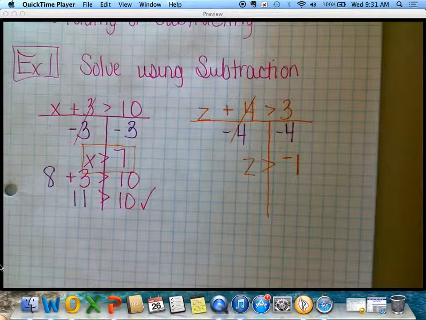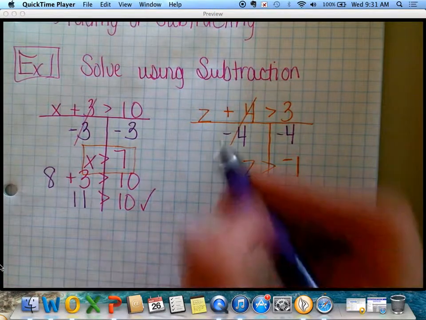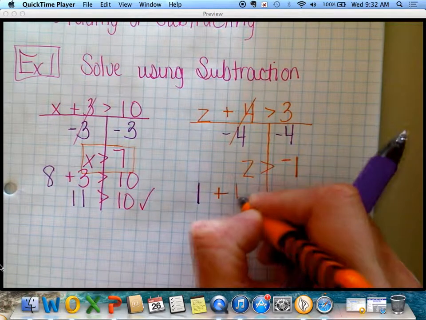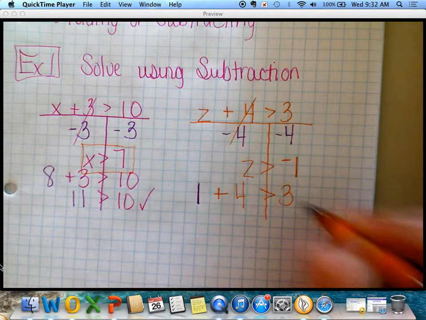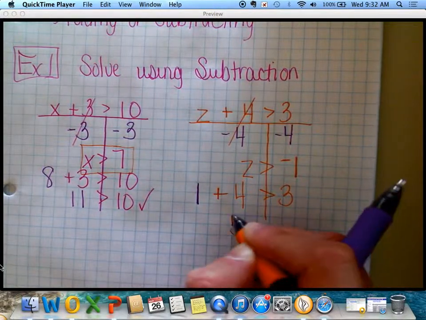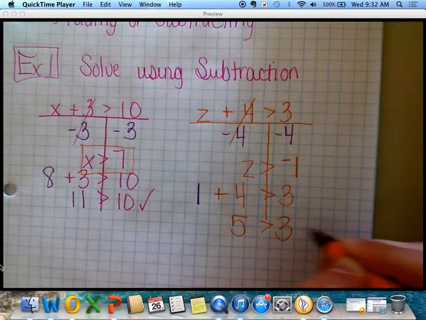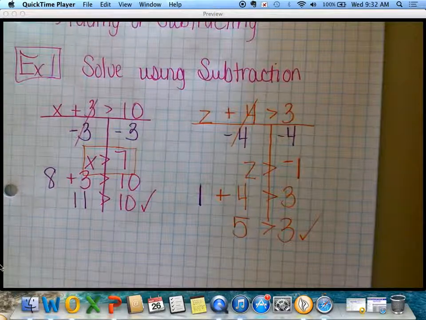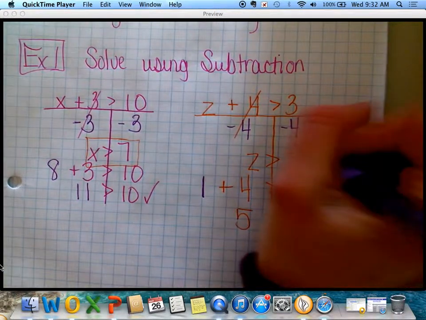I need to pick a number that is greater than -1 to check this. Let's use 1. So I have 1 plus 4 greater than 3. What is 1 plus 4? 5. 5 is greater than 3. Is that a true statement? Yes. So which one is my solution line? Z is greater than -1 or 5 is greater than 3? Correct.